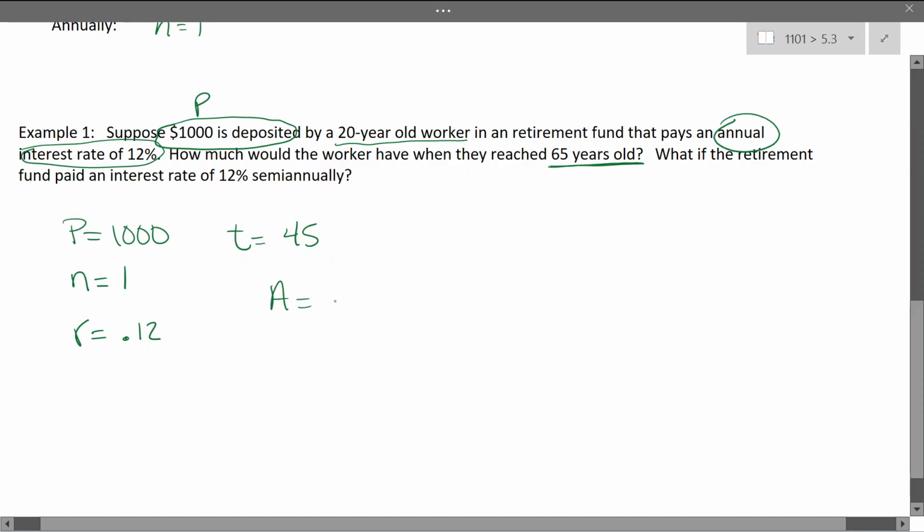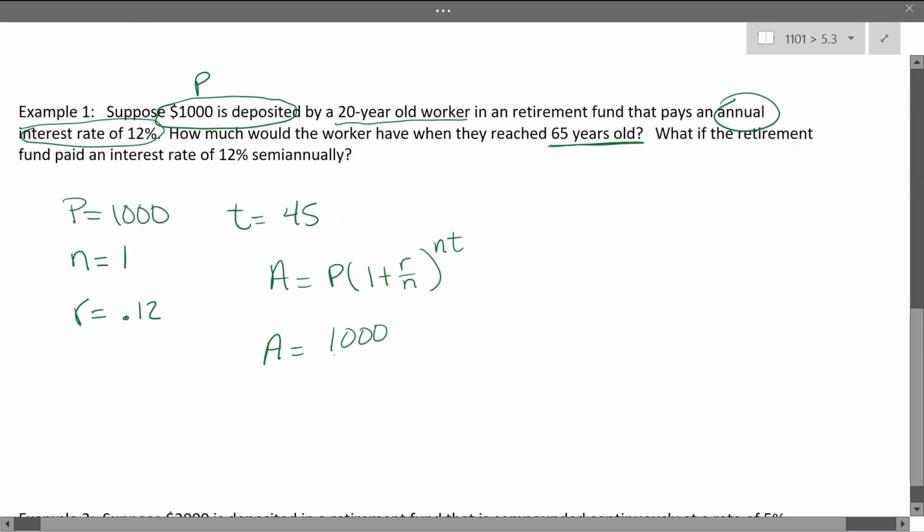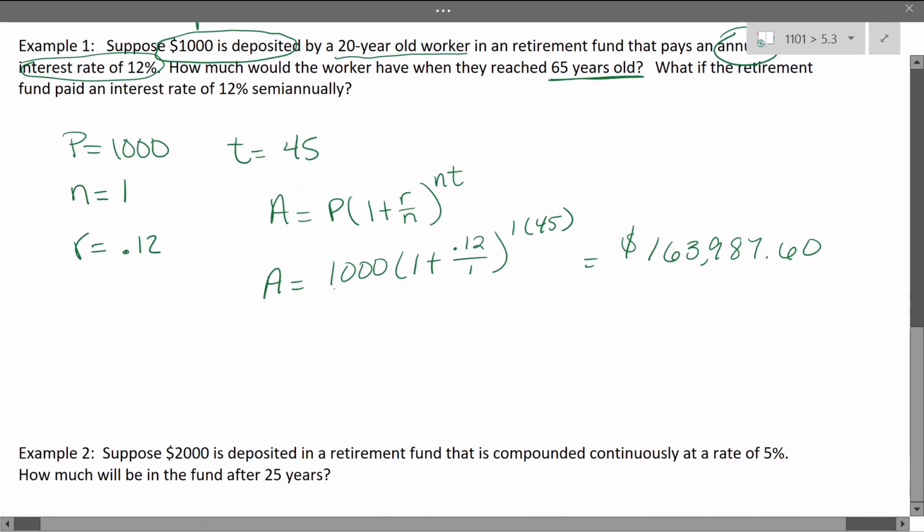My formula is A equals P times (1 plus R over N) raised to the NT. So I have A equals 1,000 times (1 plus 0.12 over 1) to the 1 times 45. And when I put this in my calculator, I get that at age 65, they have $163,987.60.